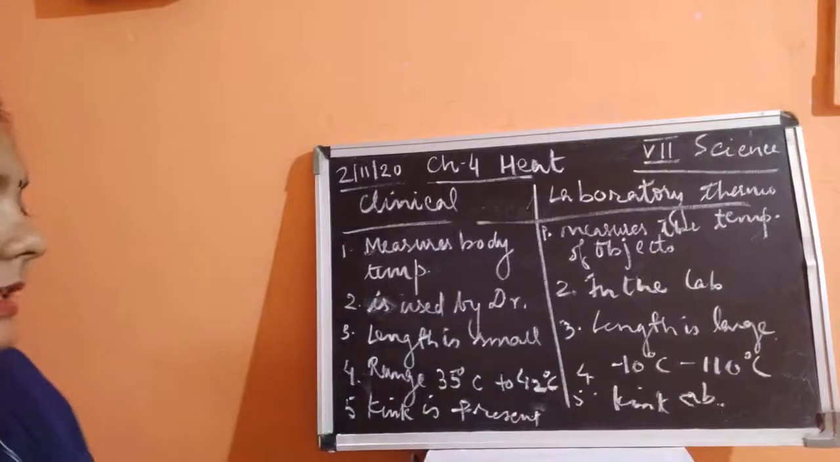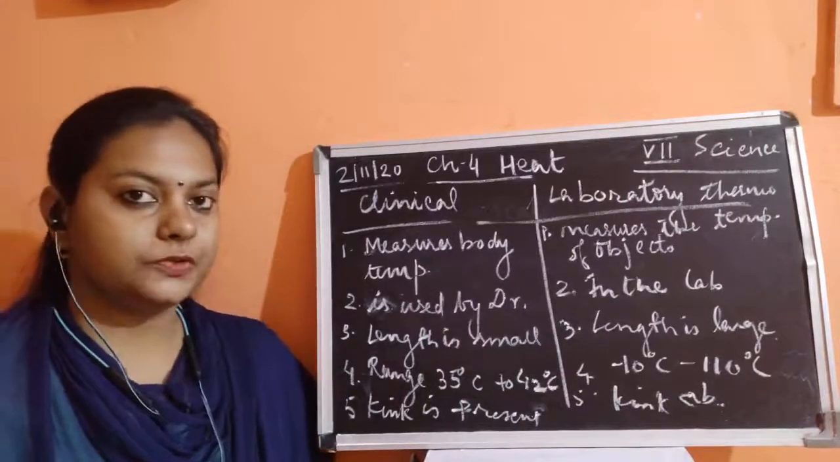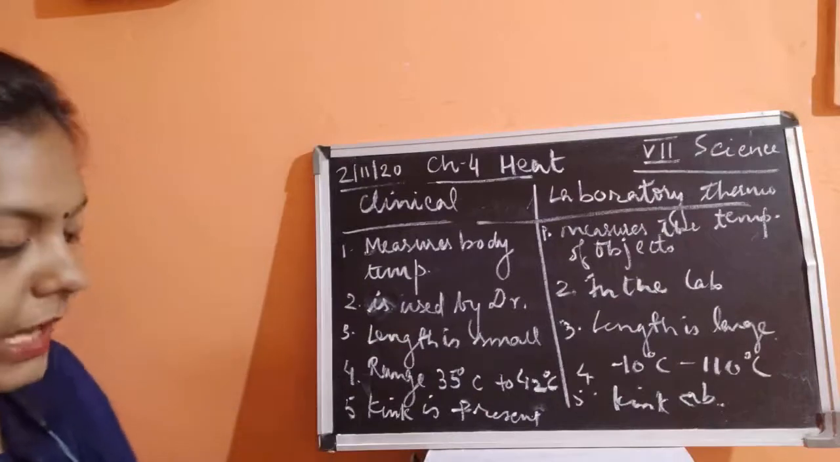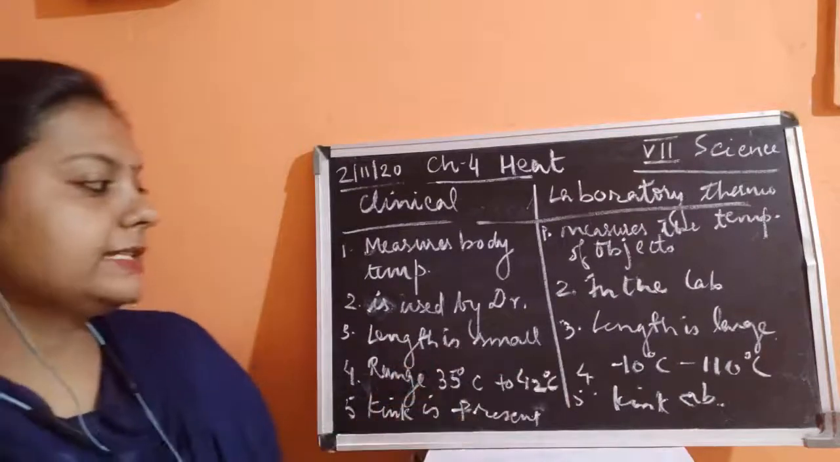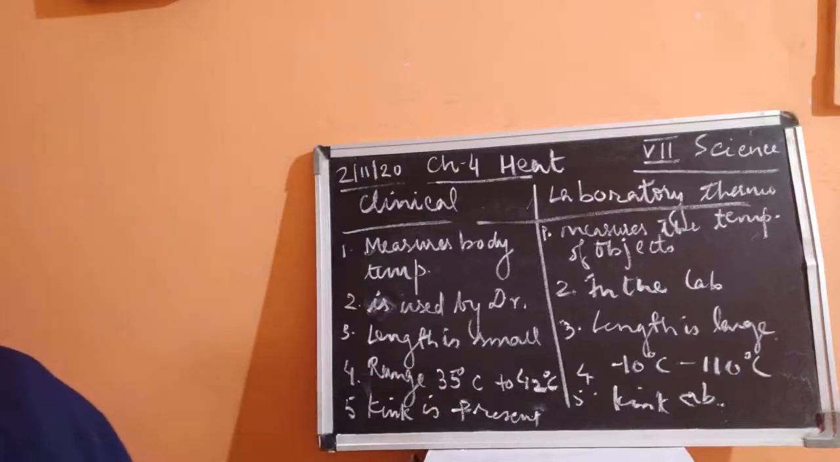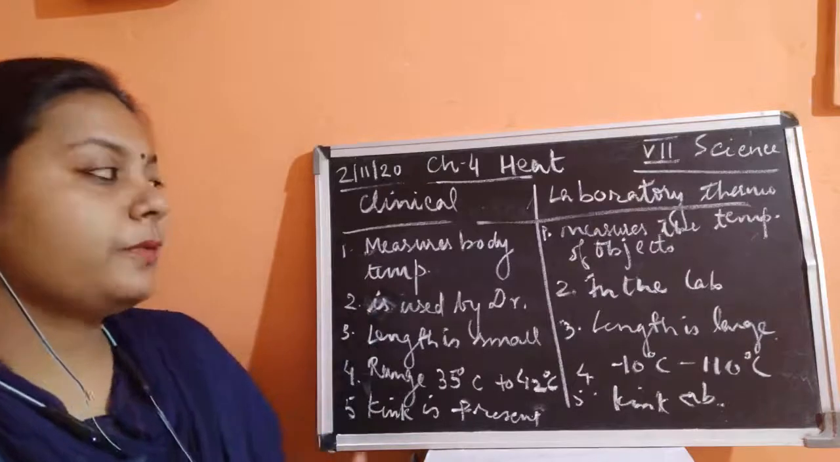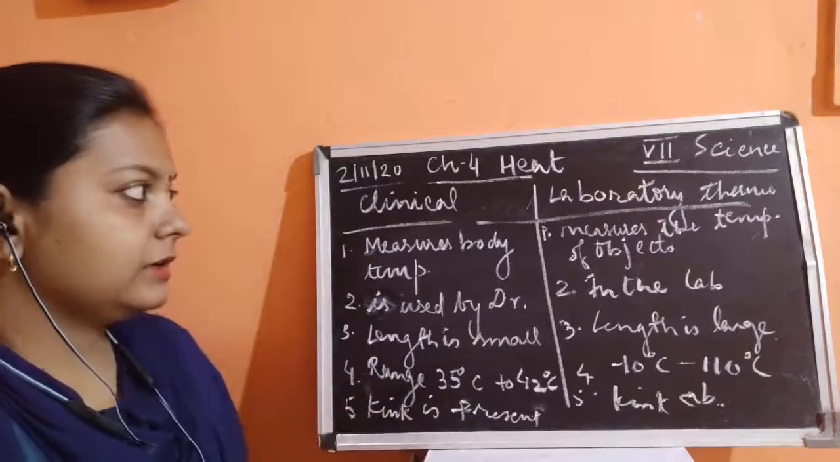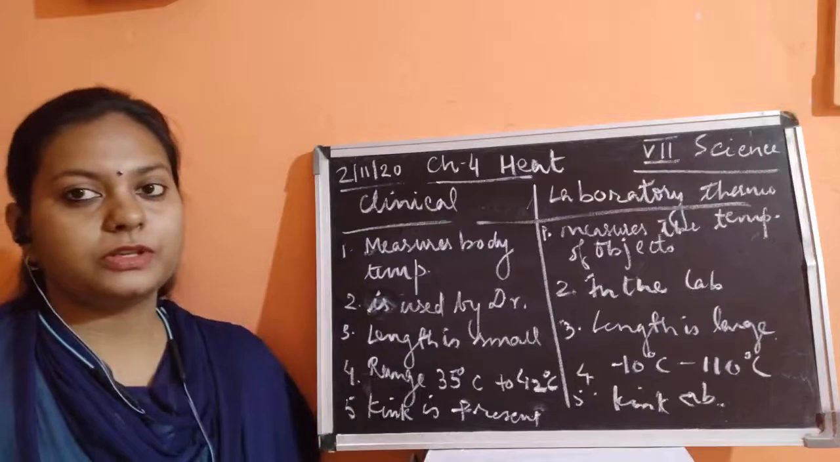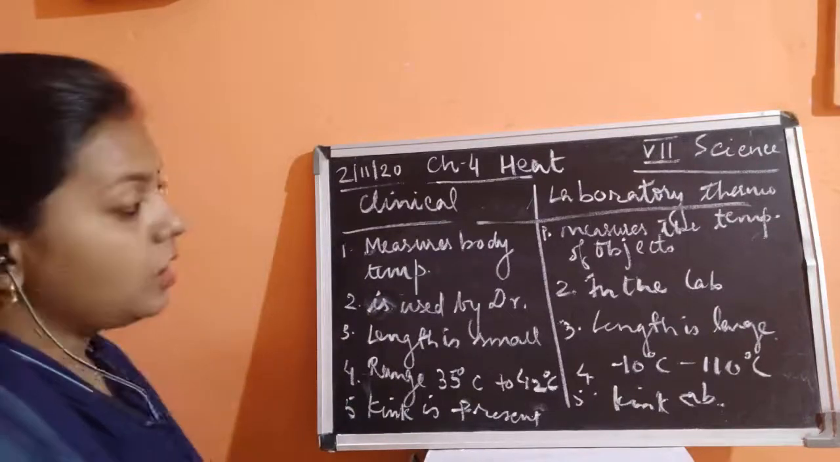Fine. So all these are the differences between the clinical and the laboratory thermometer. Now, if we have to measure the temperature ranging from -10 degrees Celsius to 110 degrees Celsius, we can easily measure using this laboratory thermometer. But just remember, the clinical thermometer is used for measuring the temperature of our body, whereas this laboratory thermometer is used to measure the temperature of any object.